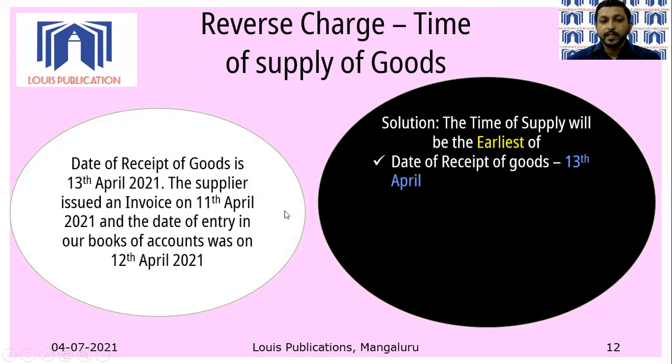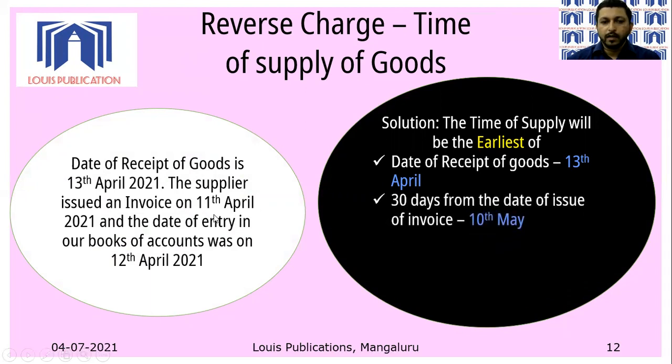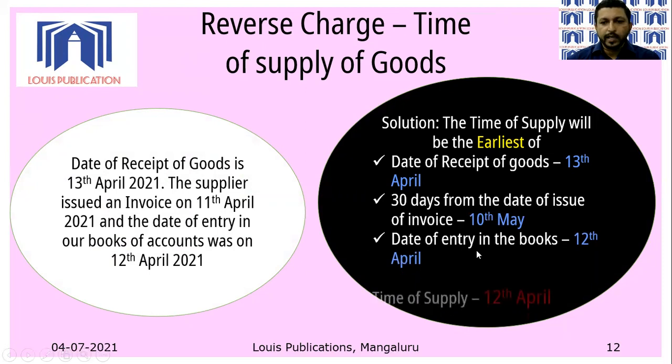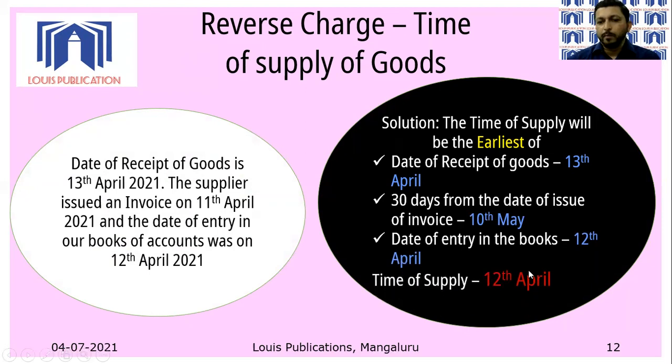Then we take 30 days from the date of issue of invoice. So from 11th of April, that is 19 days of April and 10 days of May. So 10th of May, or 11th of May, you can consider as the completion of 30 days from the date of issue of invoice. And we have the books of accounts, entry was made on 12th of April. So the earliest date among the three criteria is 12th of April, the date of entry in the books. So let's understand this particular concept. The earliest of the three dates will be considered as time of supply of goods.